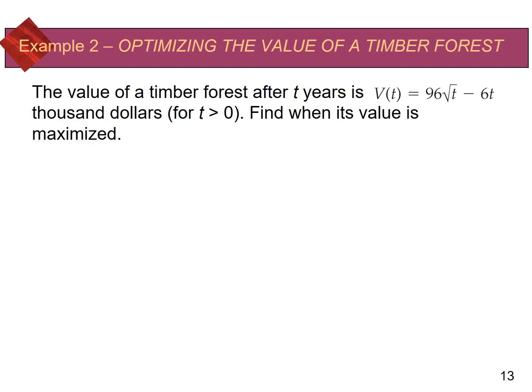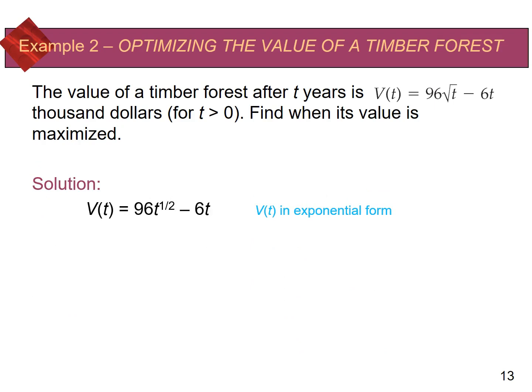So taking a more specific example of this, the value of a timber forest after T years is given by the function V of T equaling 96 times the square root of T minus 6T, in thousands of dollars, for values of T greater than 0. They want to know when the value of the forest is going to be maximized, when it's going to be at its peak value.